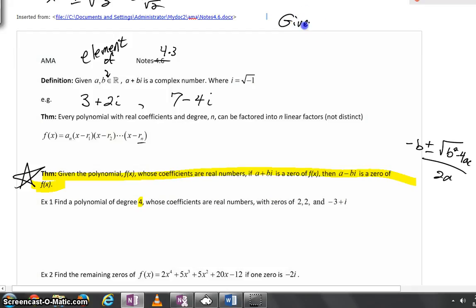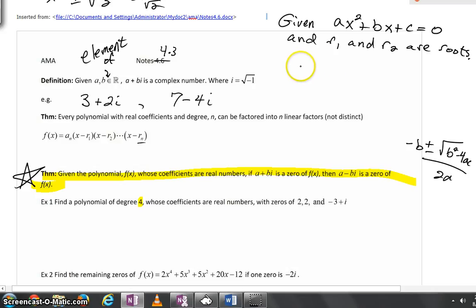Given ax squared plus bx plus c equals 0, you can know R1 and R2 are roots or solutions to that equation. I don't know if you've ever seen this before. R1 plus R2. Does anybody know?